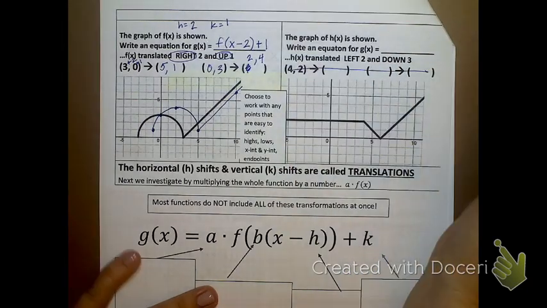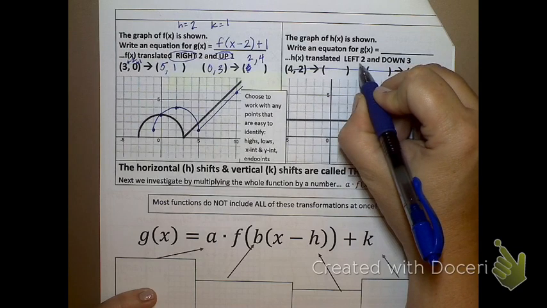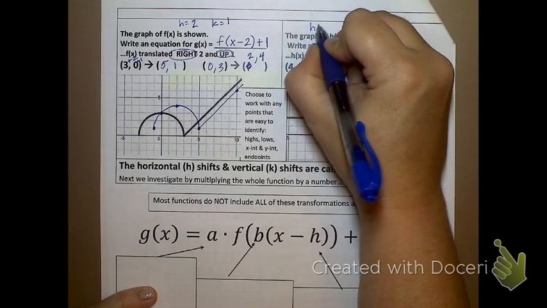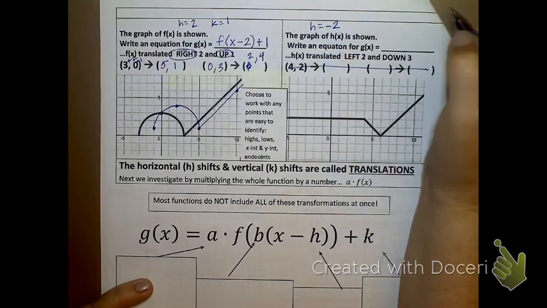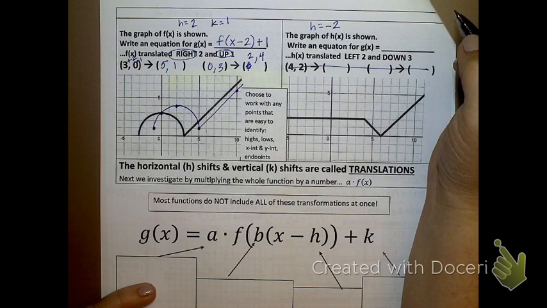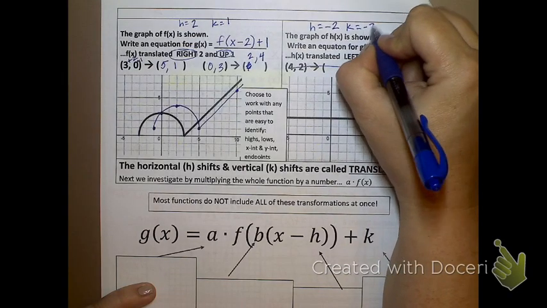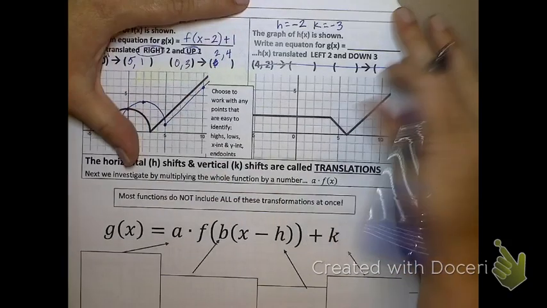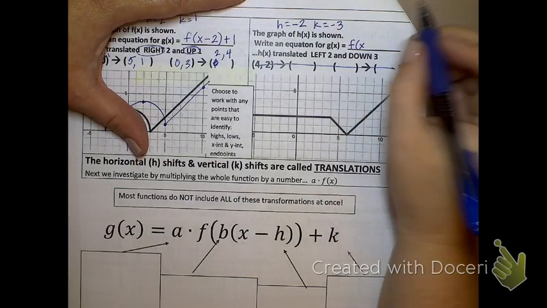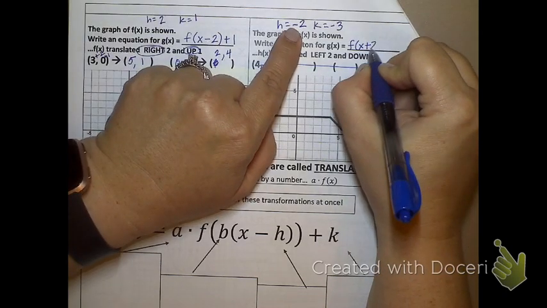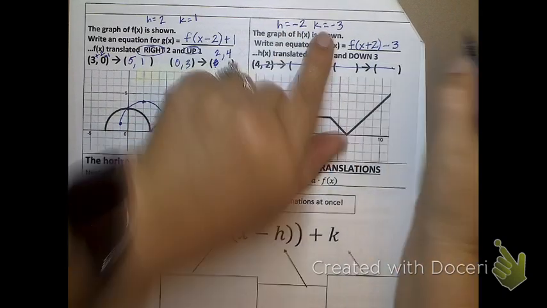I'm not going to do the points thing. Let's just shift it the way it asks us to shift it. Okay. It says we are going to be going left 2 and down 3. So what does that mean about my h value if we're going left 2? My h is negative 2. And my k value if we're going down 3 is what? Negative 3. So what's my equation going to look like? F of x plus 2, that's where I have to change the sign because it's going in parentheses now. And then outside the parentheses, minus 3.